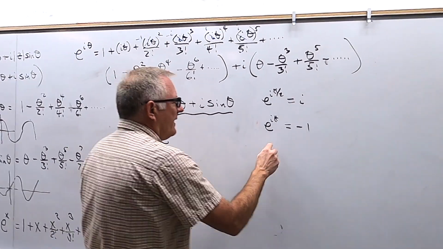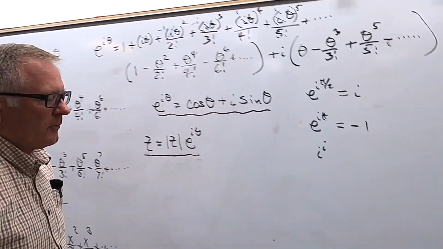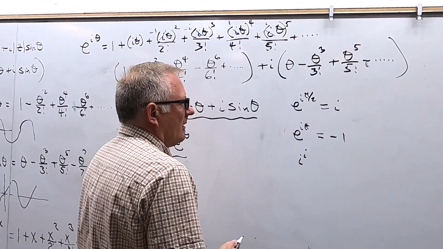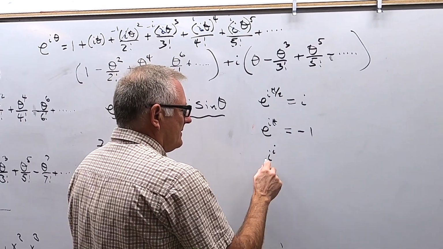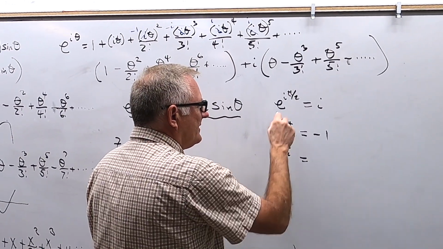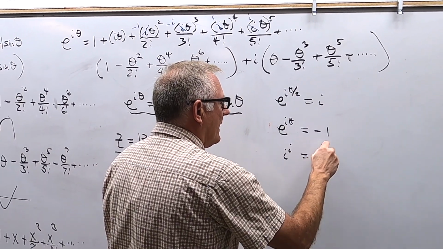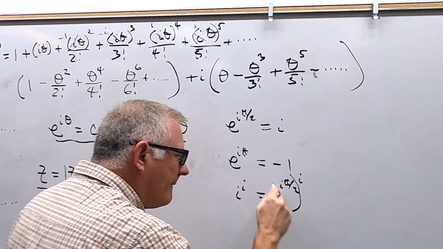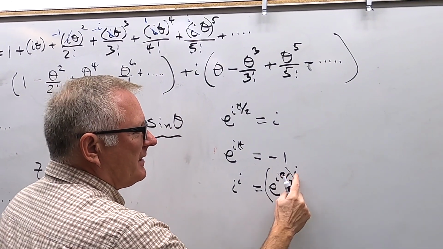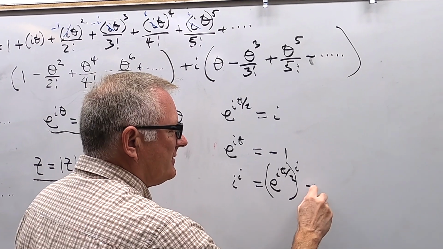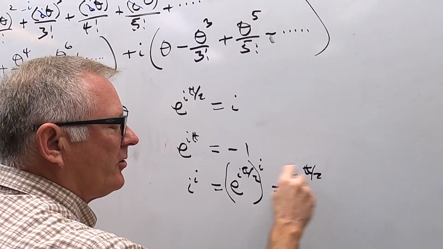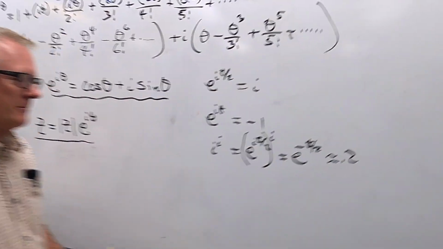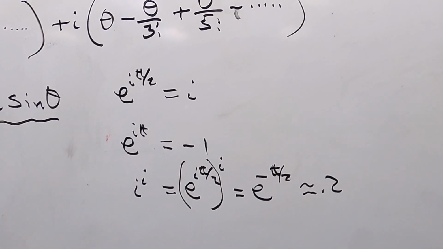Suppose we wanted to know what I to the ith power is. Is that real or is that complex? Well, since I right here is just this, it's e to the I pi over 2, so that's the first I, and then you're just taking it to the ith power. Well, with properties of exponents, you just multiply that through, and so that's just e to the minus pi over 2, which is a real number. It's around 0.2. So there's your I to the ith power right here.